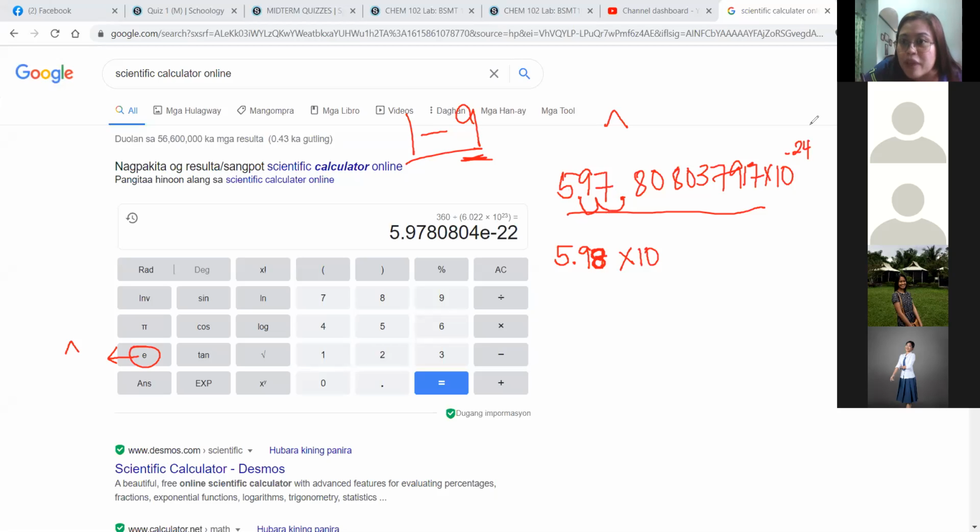karon kay ni move man ka og duha, minusan nimo ni og duha. So mahimo na siya negative 22. So tama gihapon ang answer. Pero ikaw ang mag-adjust sa imong calculator kay wala siya nagasunod sa tama na rule sa scientific notation. Ikaw ang mag-adjust.